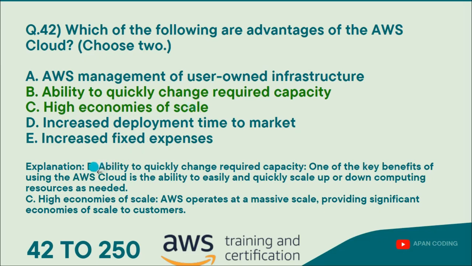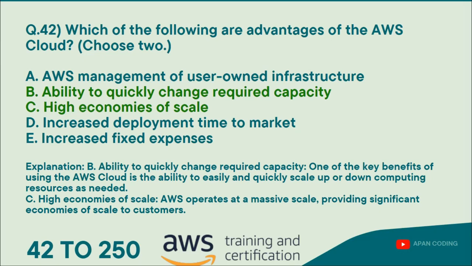So the explanation is here. B, why is it the ability to quickly change the required capacity? One of the key benefits of using the AWS cloud is the ability to easily and quickly scale computing resources up or down as needed. It's right, friends, because now you require two systems, so you can take two computers on AWS, but after a few days if you require three to four, your cost will be higher.